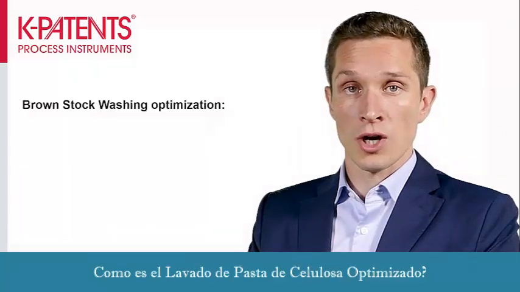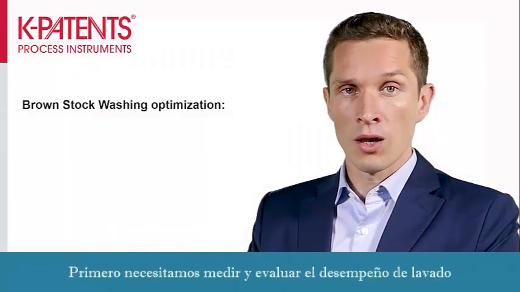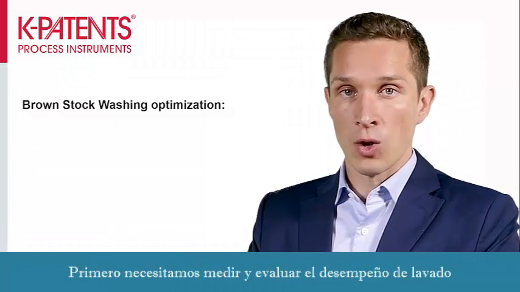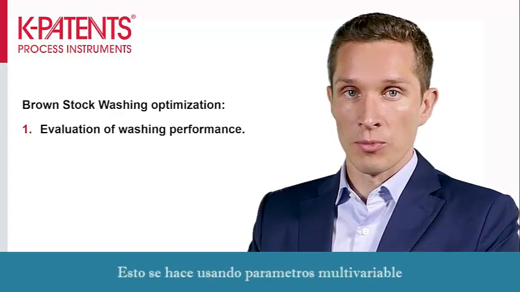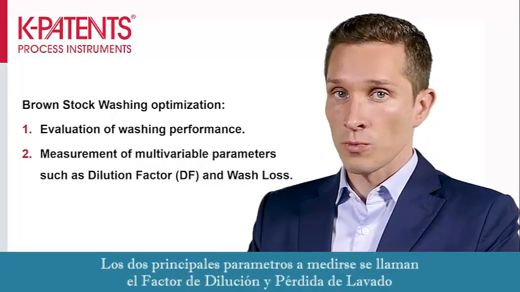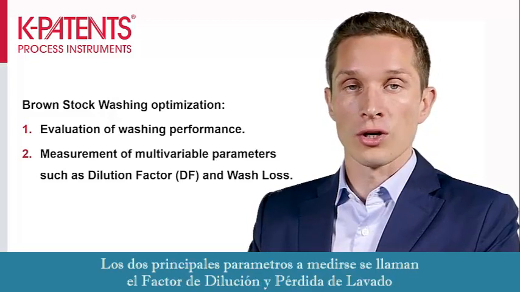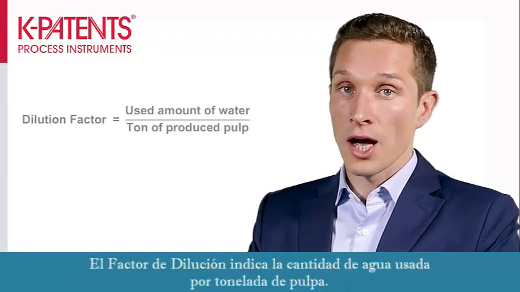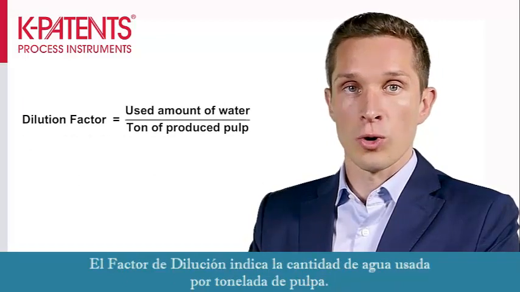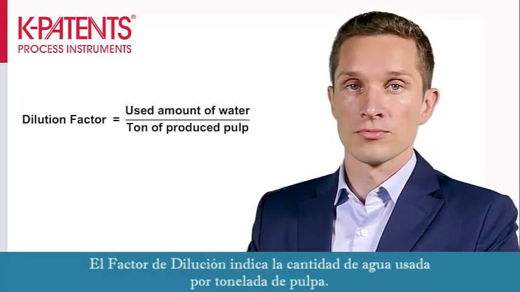So how is brown stock washing optimized? Well, first we need to measure and evaluate the washing performance. This is done by using multivariable parameters. The two principal parameters to measure are called dilution factor and wash loss. The dilution factor indicates the used water amount per ton of pulp.